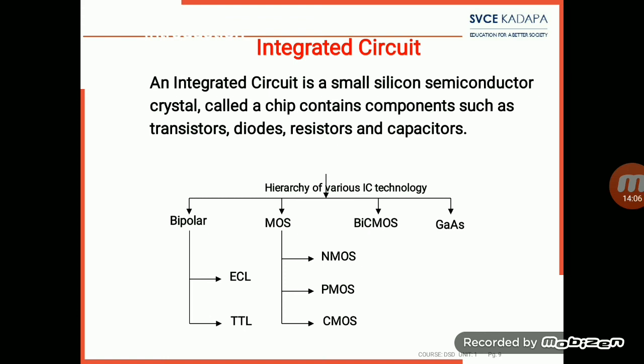Gallium arsenide is one of the efficient ways of designing electronic components. Basically, it is used in military applications. It is very costly and very difficult to fabricate ICs in the case of gallium arsenide. In general, CMOS is the best technology, and we can use it for digital system design.